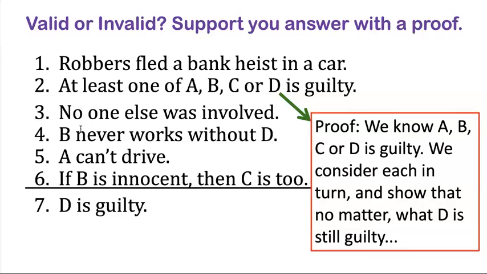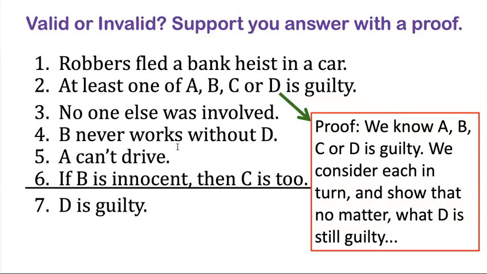Let's talk about it. What if it's A? Well, A can't drive, and they fled in a car according to premise number 1. So that means if A is guilty, B, C, or D has to be guilty too. And what I need to show is if A is guilty, D has to also be guilty. Well, what if it is B? Because one of these other folks has to be involved. Well, if it's B, they look at premise 4, then D is guilty in that case too.